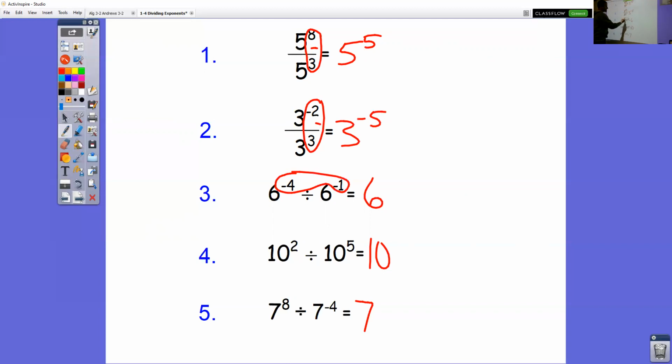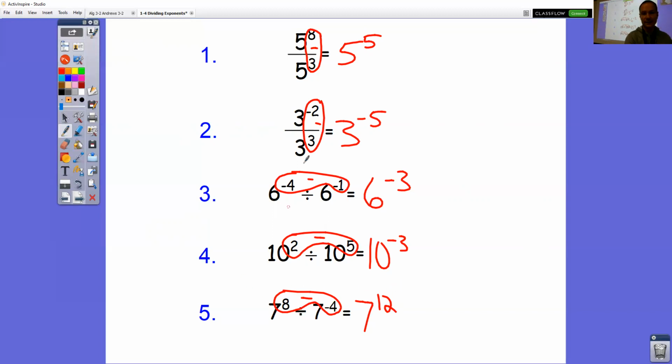The first one minus the second one, negative 4 minus negative 1 is negative 3. Be very careful there. The first one minus the second one, 2 minus 5 is negative 3. And then be careful here as well. 8 minus negative 4 is positive 12. So again, the rule for dividing with exponents is you keep the base the same and you subtract the exponents. It could be top minus bottom or first minus second.